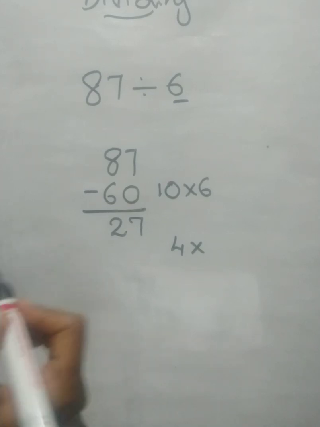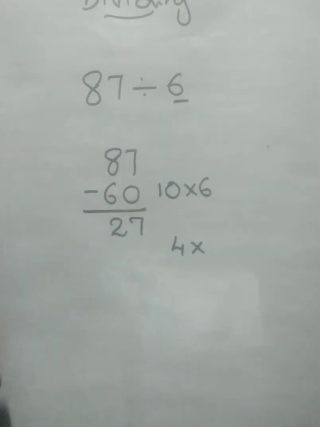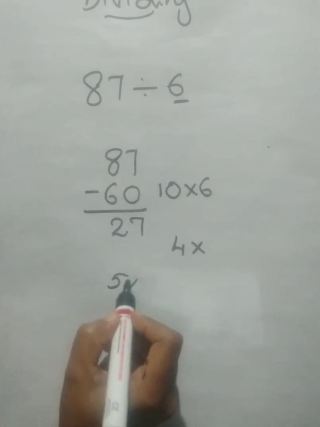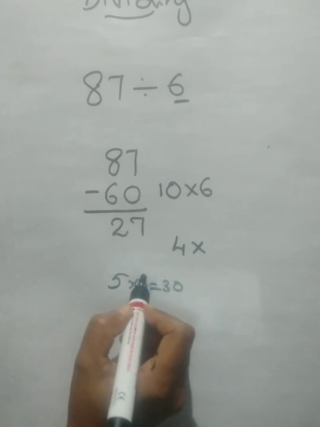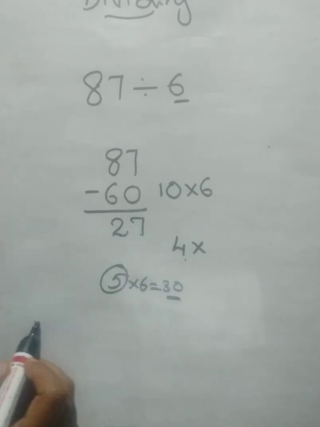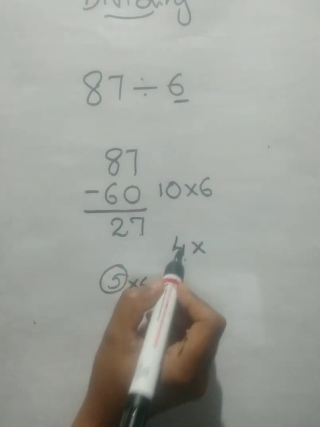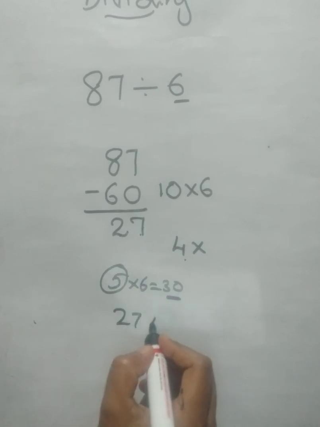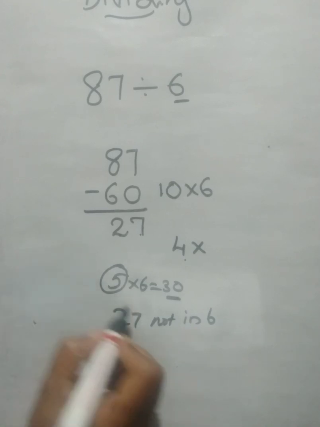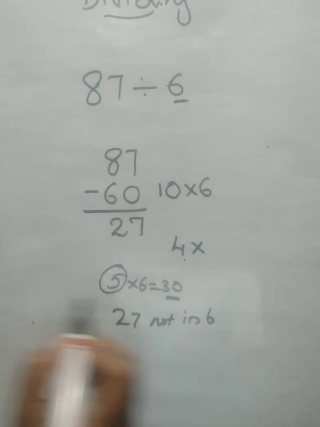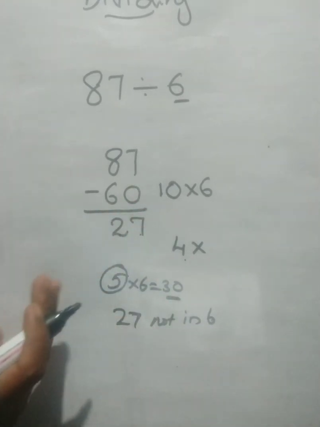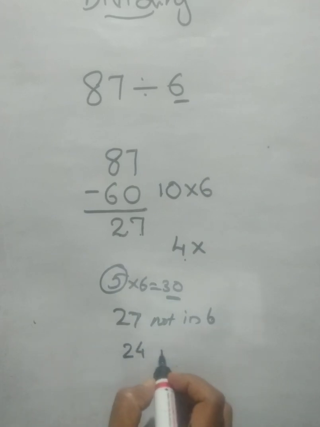Next number should be less than or equal to 27. We cannot write here 27. 5 sixes are 30. But this 5 we cannot write here because 30 is greater than 27. 27 is not there in the 6th table. So, which is the nearest multiple of 6? Before that 27, 24 is there in 6.